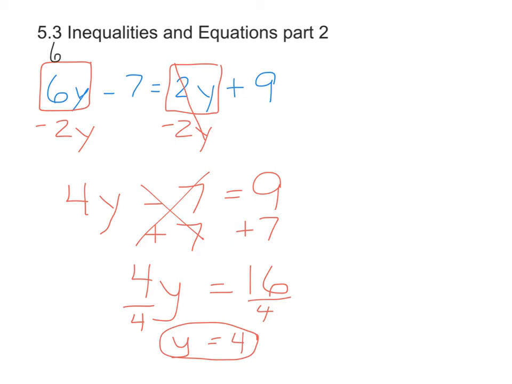6 times 4 is 24, and 24 minus 7 is 17. On this side, 2 times 4 is 8, and 8 plus 9 is 17. So 4 does make the equation true.